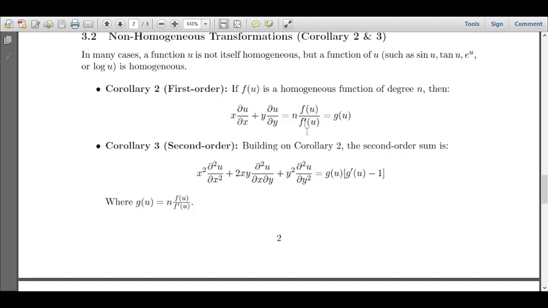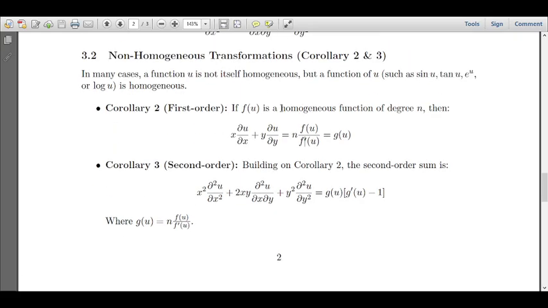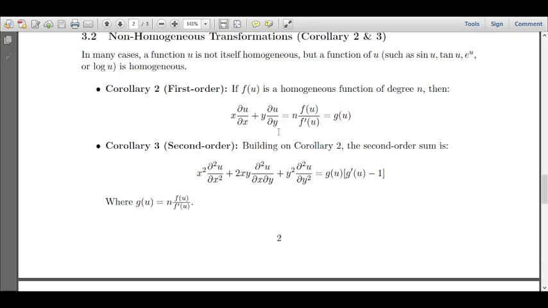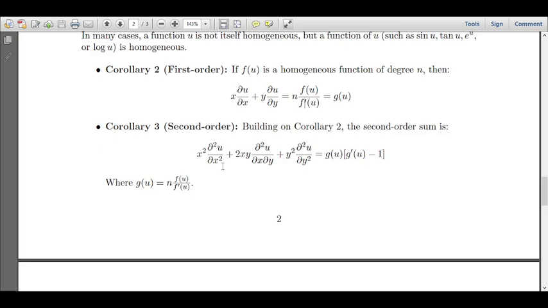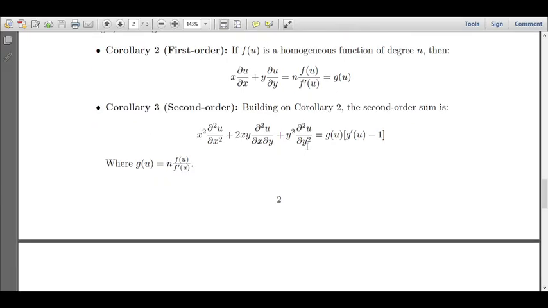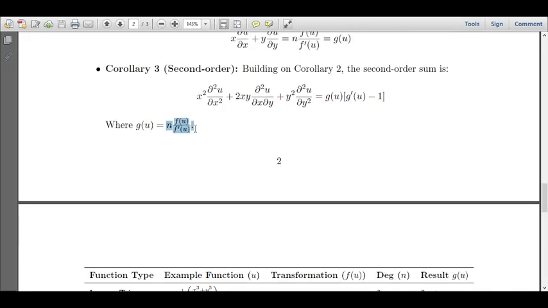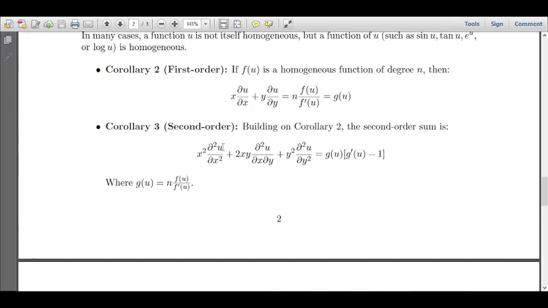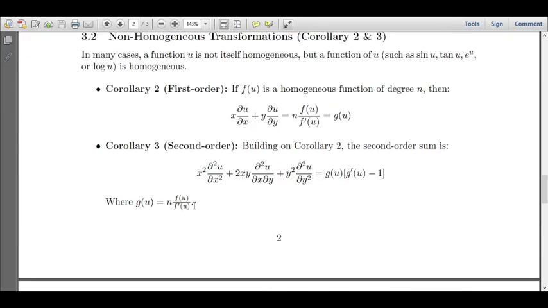Similarly, if u is not itself a homogeneous function, then for the second order partial derivatives, this theorem is x² ∂²u/∂x² + 2xy ∂²u/∂x∂y + y² ∂²u/∂y² equals g of u times (g dash of u minus 1), where g of u equals n times f of u by f dash of u. This is obtained from the first order Euler's theorem of first order partial derivatives. From here, g of u equals n times f of u by f dash of u.